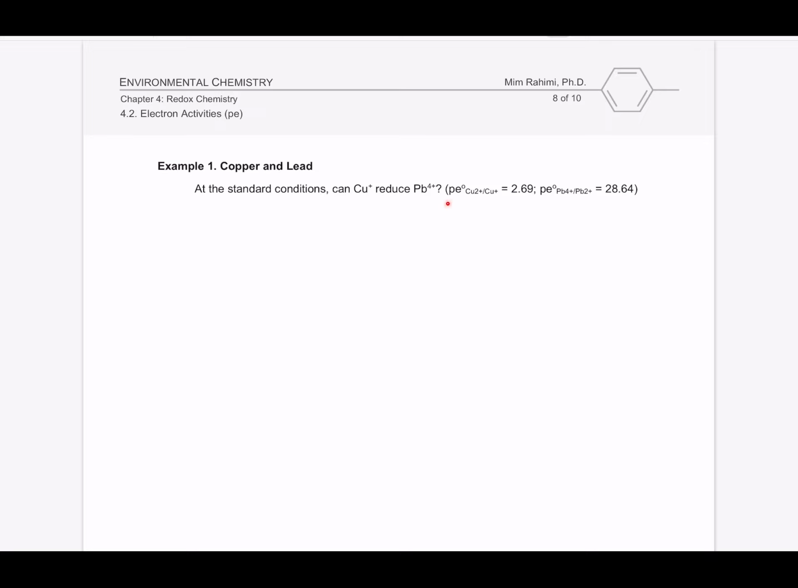The only information that is given is obviously PEs and then PE0 for a given redox. Here, we don't need to identify what is oxidized and what is reduced. It's actually given. So can copper reduce Pb4+? That means copper has to oxidize, right, to reduce Pb4+. So the oxidation reaction would be copper plus to what exactly? Copper 2+. Why is that?